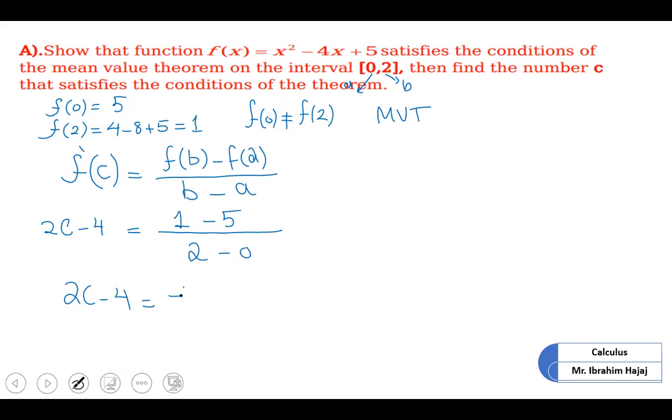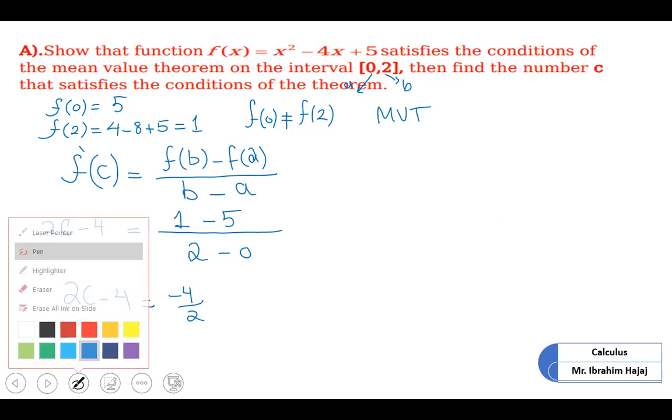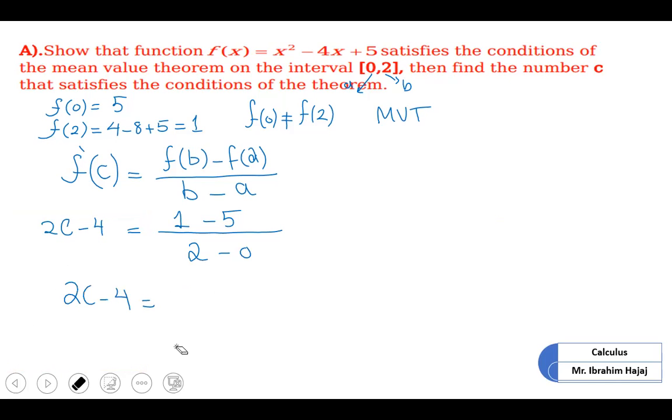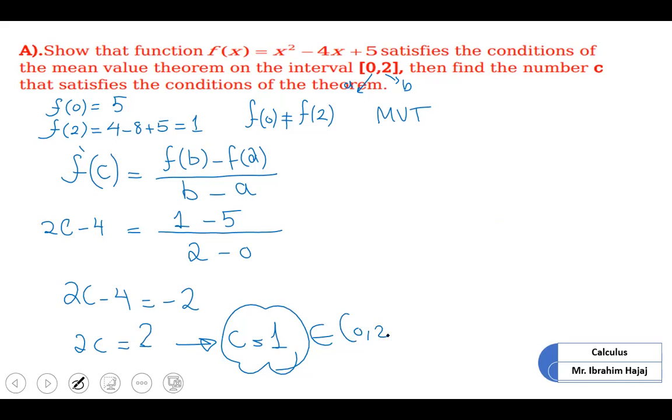Yes, 2 minus 0. And the next step, we will write 2c minus 4 is equal to 1 minus 5, which is negative 4, over 2. Negative 4 over 2 gives what here, guys? Gives negative 2. Okay, and then 2c is equal to negative 2 plus 4, which is 2. And here c is equal to 1. So there is a value, and yes, 1 is between 0 and 2, it belongs to this interval up here. So there is a number c that satisfies the conditions of the mean value theorem.